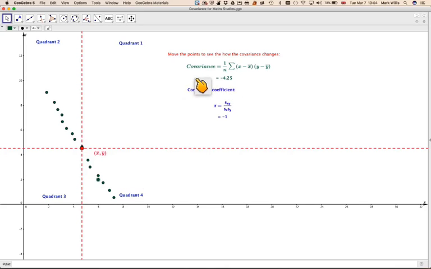So covariance is a measure of how far each point is away from the mean, the x-coordinates from the mean and the y-coordinates from the mean. It takes a product of those and you divide by the number of points that you have.